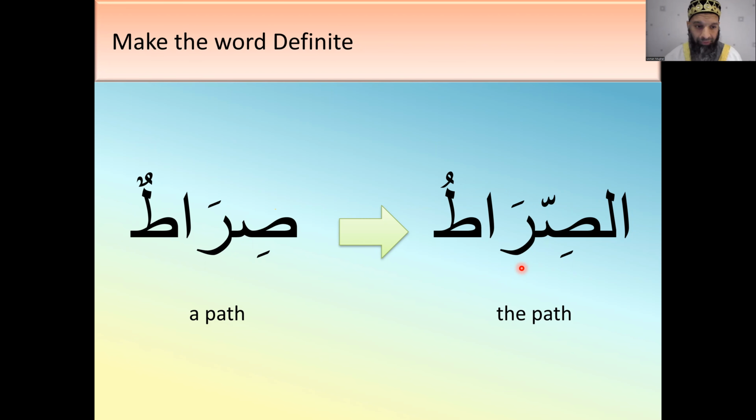Is that right? So Sabil and Sirat means path. They do have a difference.